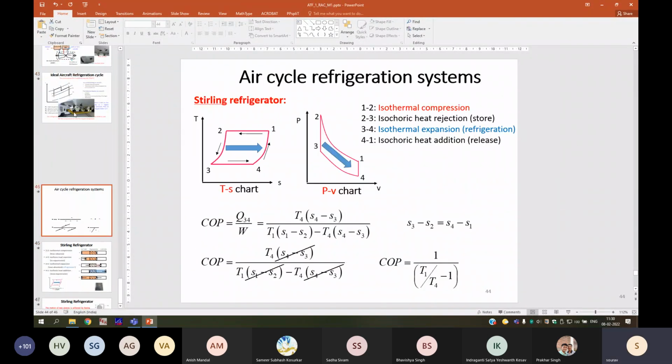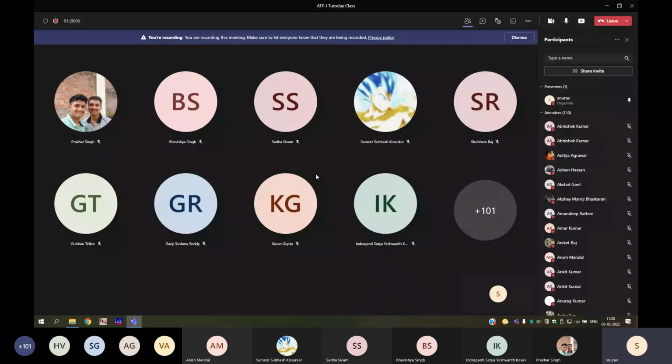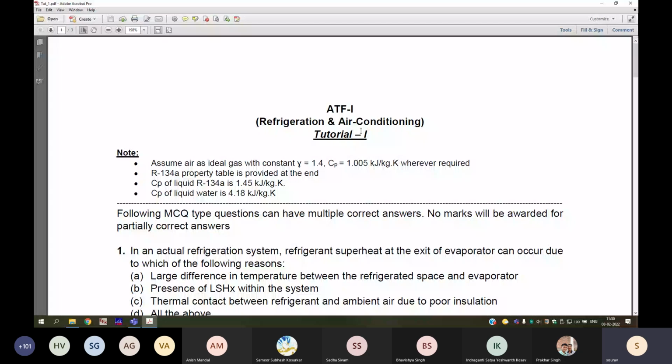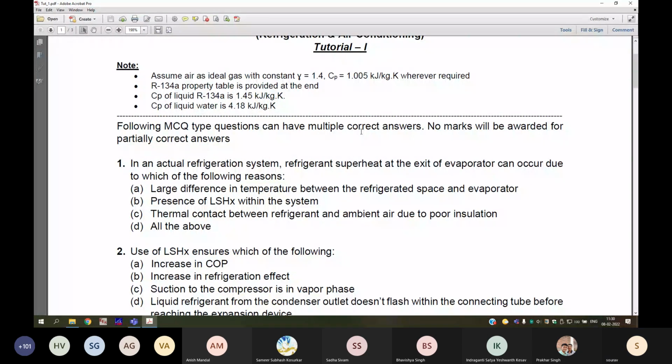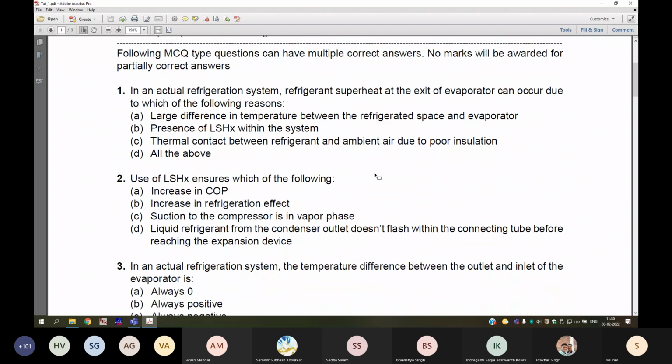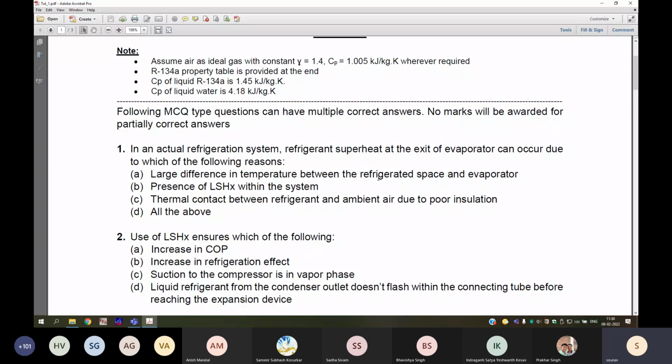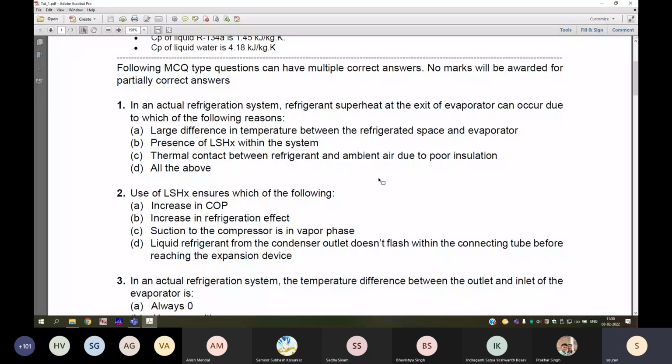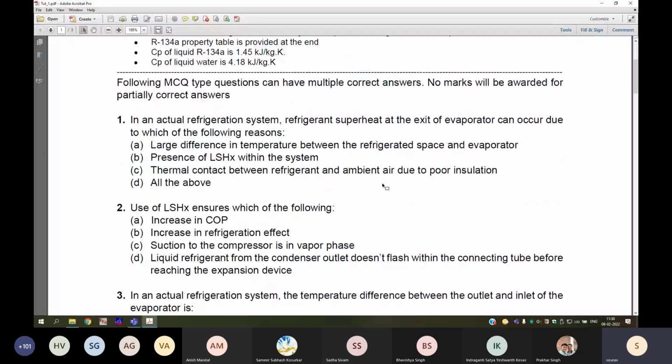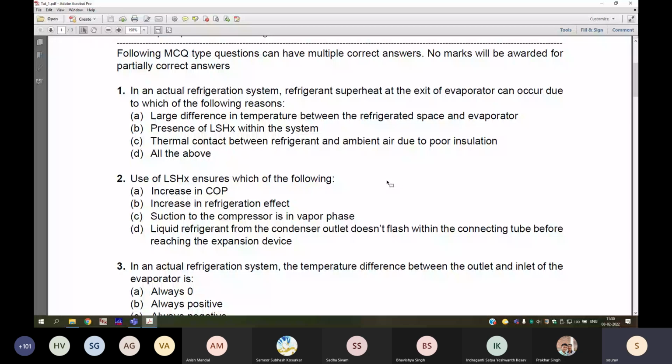So I will quickly go through the MCQ problems of the tutorials. These tutorials are uploaded in the class material section. I hope everyone can see this tutorial 1. The first MCQ problem is: in an actual refrigeration system, refrigerant superheat at the exit of the evaporator can occur due to which of the following reasons? You have a large difference in temperature between the refrigerated space and the evaporator, or due to the presence of an LSHX within the system, or thermal contact between the refrigerant and the ambient air due to poor insulation of the tubes, or all of the above. Which one is correct?